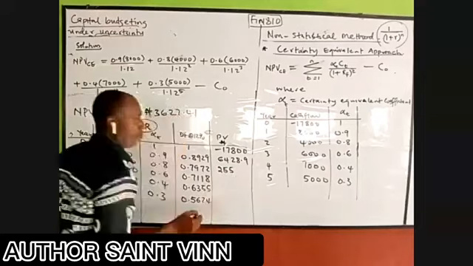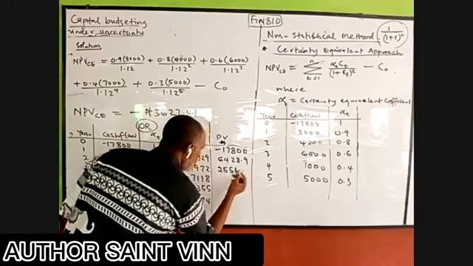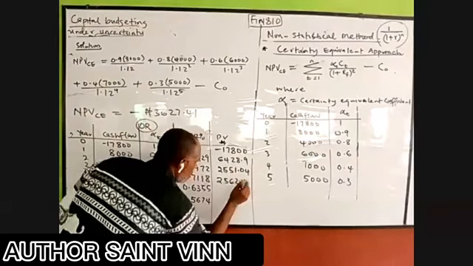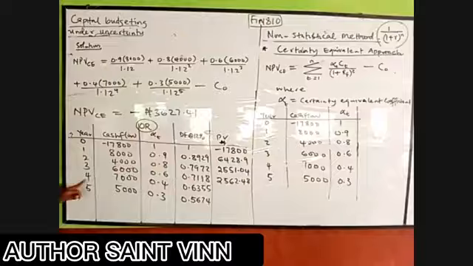Next, this times this times this. 256.48. 255.25 again. 62.48. Okay. Next.